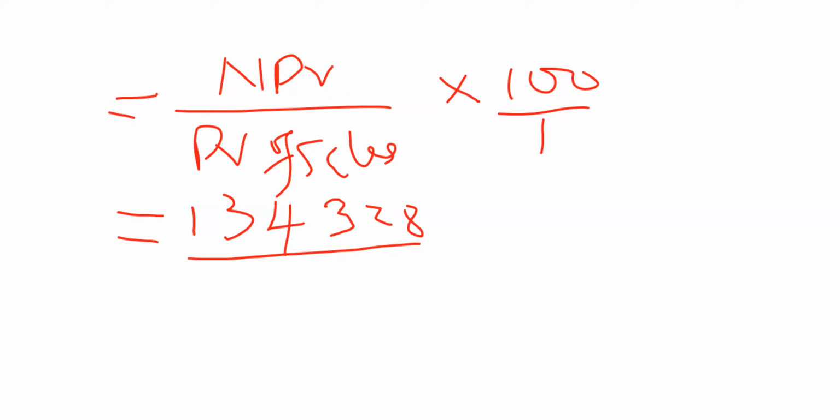Press your calculator. 134.3.037. No, I don't agree yet. Don't agree. Press this calculator very well. Numerator 134,328 over 4,421,640 times 100 over 1. What do you have?